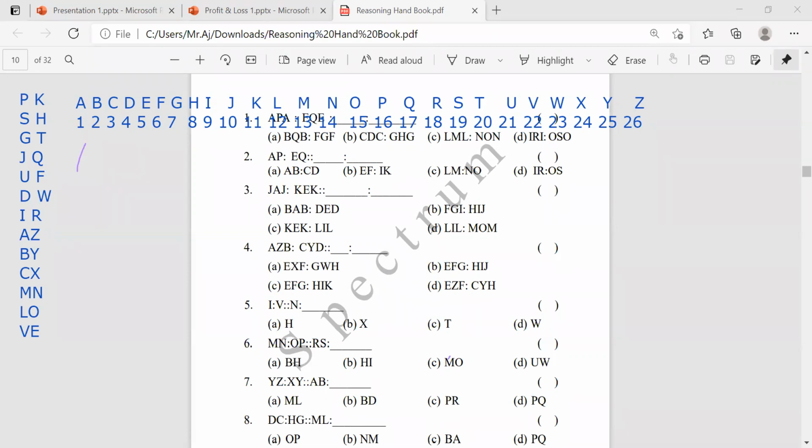Between I and V, it's having 12 letters. The I number is 9. And the next letter, V, is 22. What's the difference here? It is 13, right? The difference is 13.